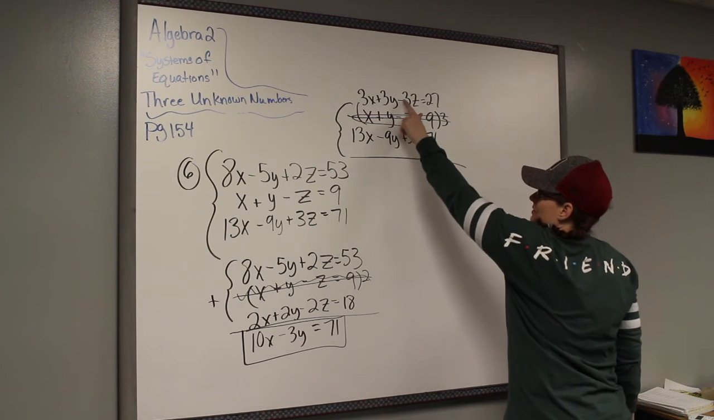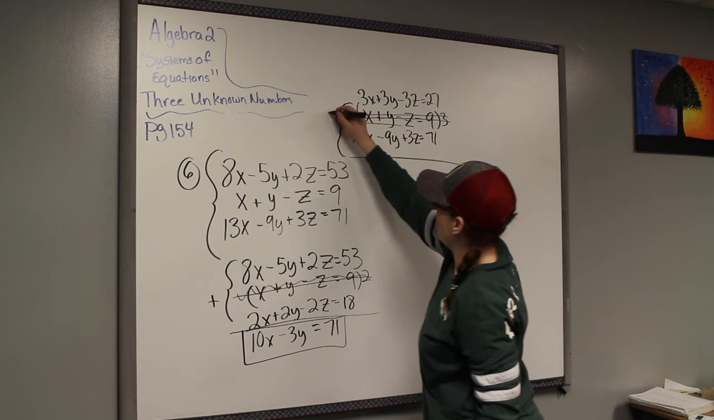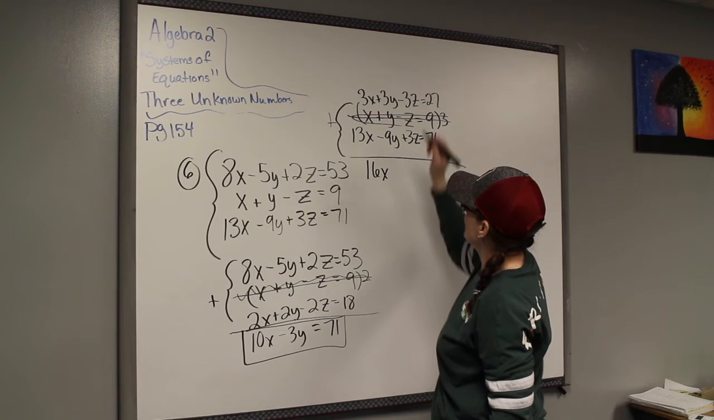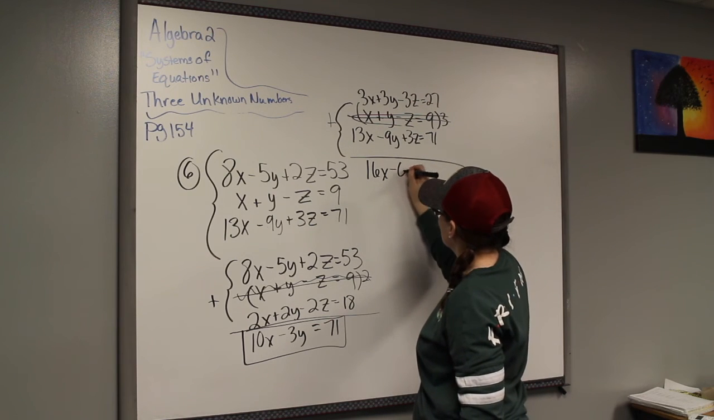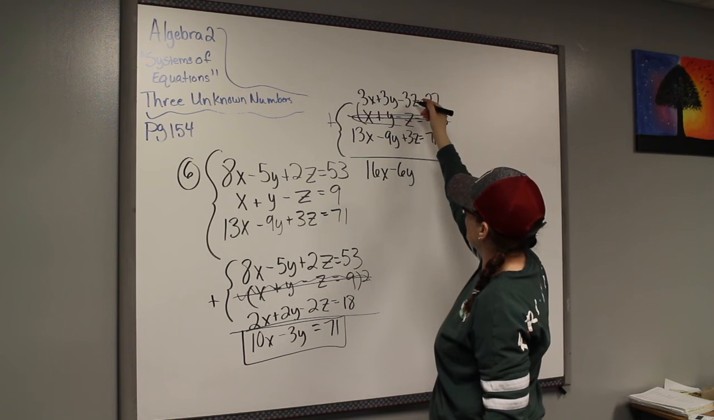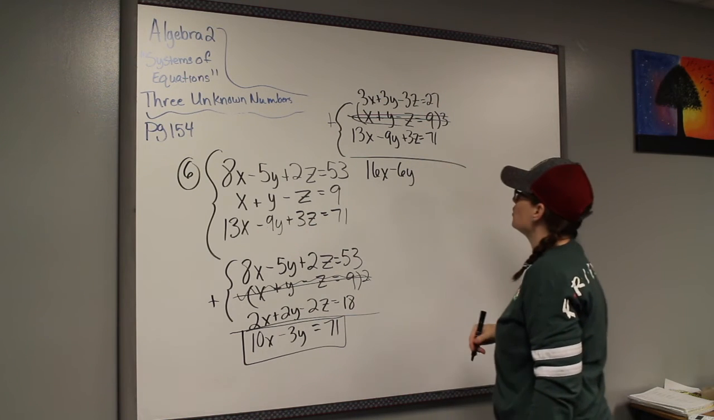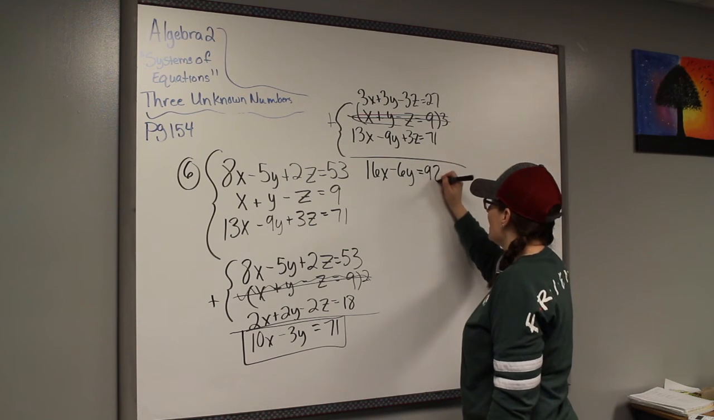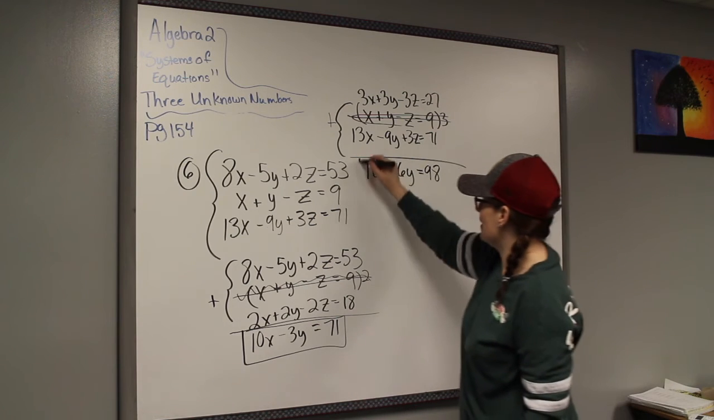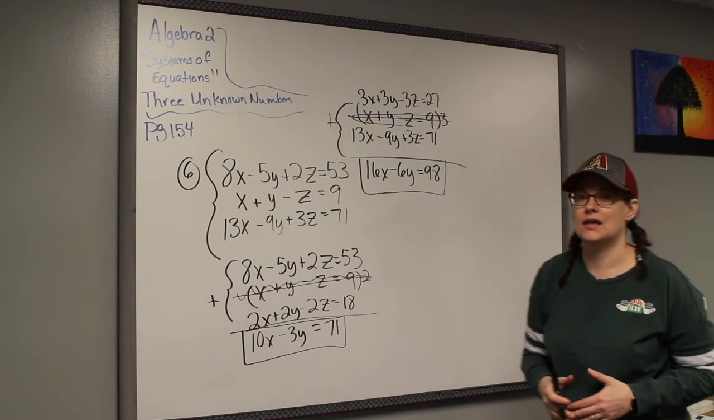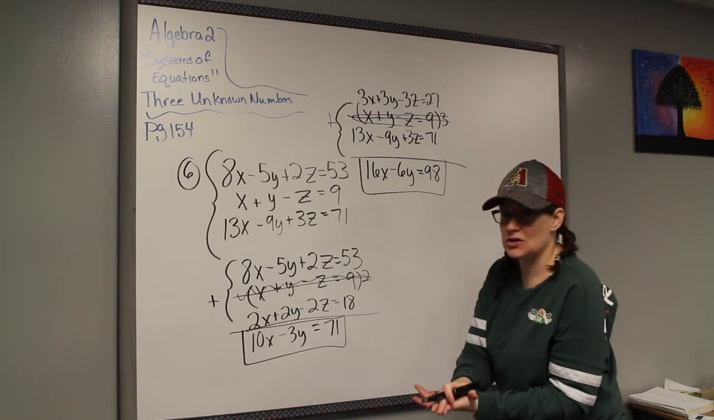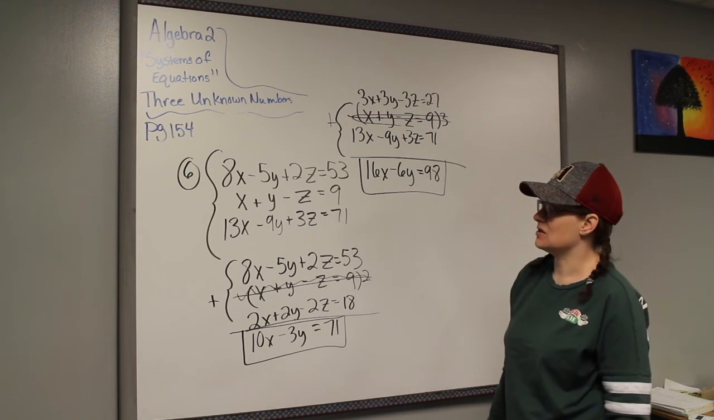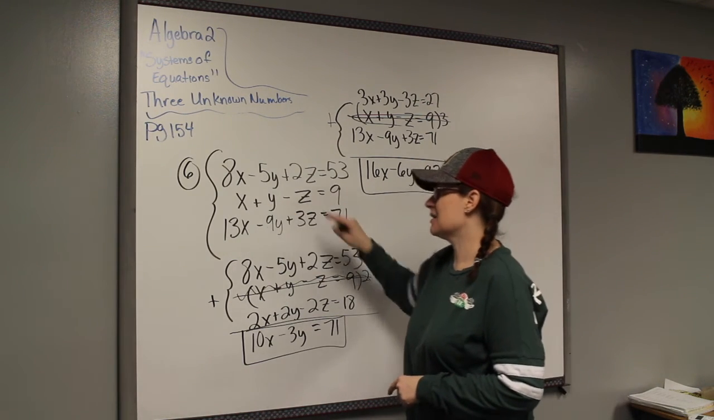Again, I have a positive and a negative, so they're opposite, so I want to add. So 3x plus 13x is going to give me 16x. Okay? 3 plus a negative 9 is going to give me a negative 6y. The negative 3 and the positive 3 are going to cancel out, and then 27 plus 71 is going to give me 98. Alright? So now I have 2 equations that only have x and y in it, which is what I want. I take those 2 equations and I solve those like I solve the normal systems of equations, and then I plug that back in one of these to find z.